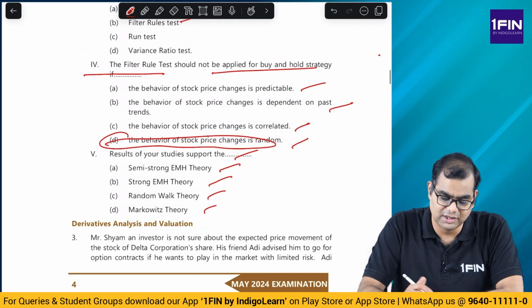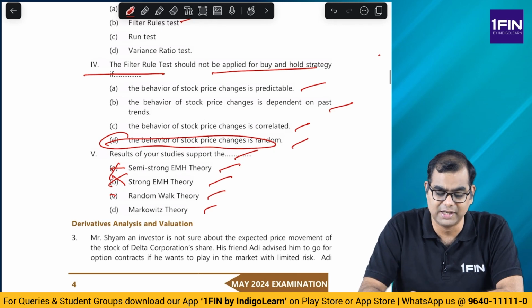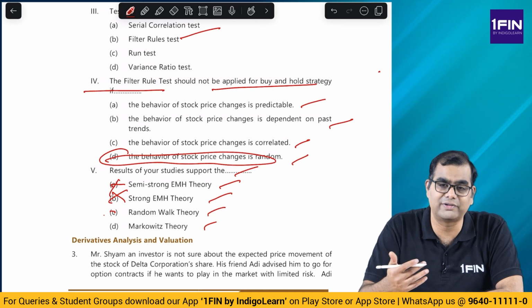So, answer this and this is gone. This and this is gone. So, what else is left? Random walk, Markowitz. So, in quite a few places, you have seen the word random, where the stock prices are random, right? Even the previous question, what we are giving as answer is the stock prices are random. That is what we are trying to arrive at.